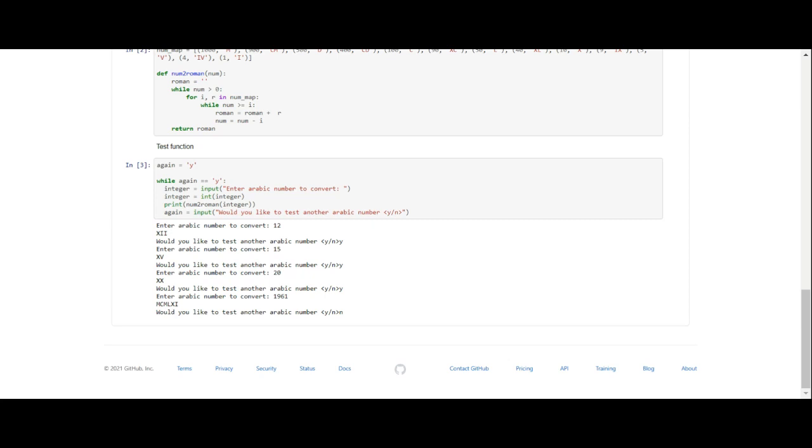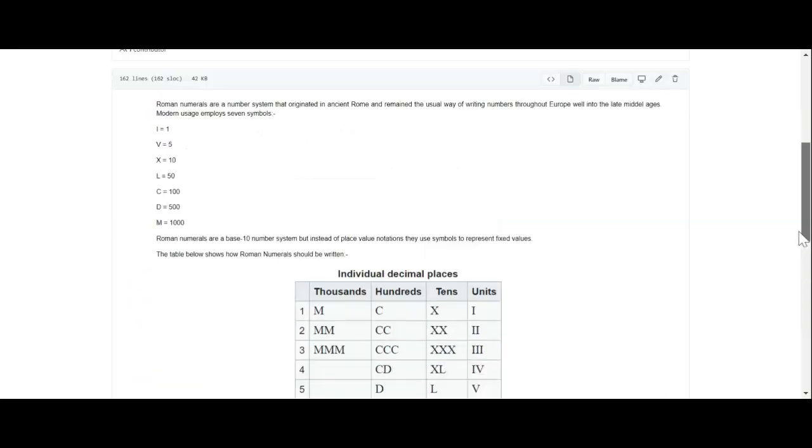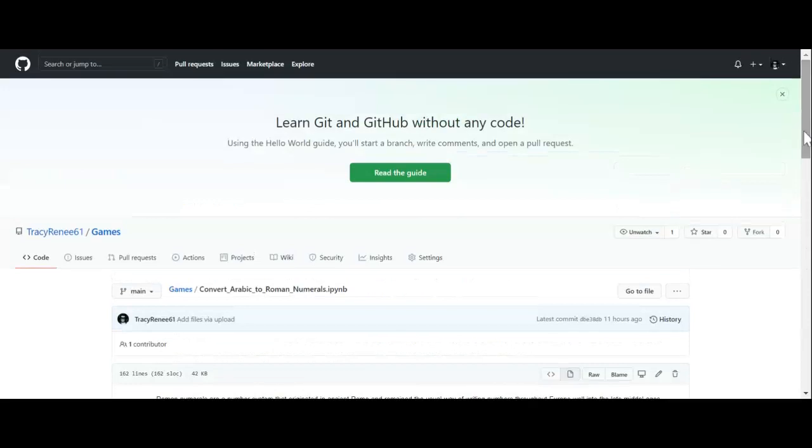So I did 3 responses. I did 12, which was XII, 15, which was XV, 20, which was XX, and 1961, which was MCMLXI. So I also tested the program to make sure that it worked. So that concludes this Arabic to Roman numeral converter.